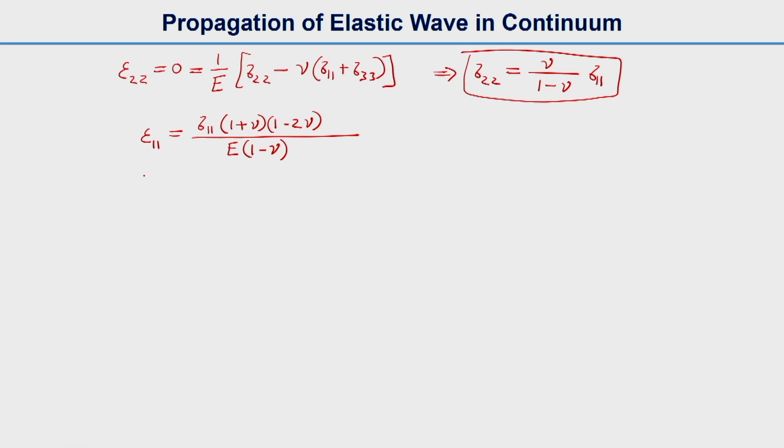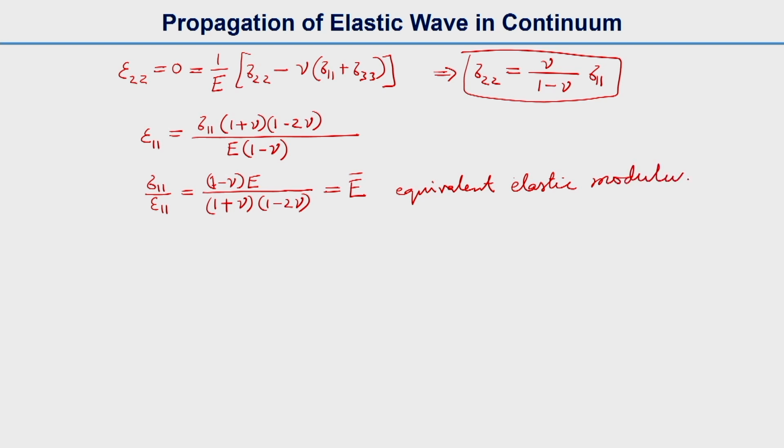So if you want to know the ratio of normal stress and normal strain in the x1 direction, then that will look like 1 minus nu over 1 plus nu times 1 minus twice nu, times E. This ratio of normal stress and normal strain is the equivalent elastic modulus for the uniaxial strain case.